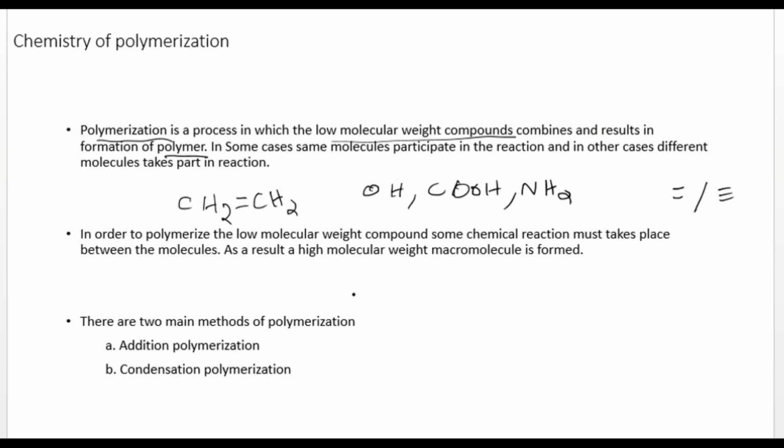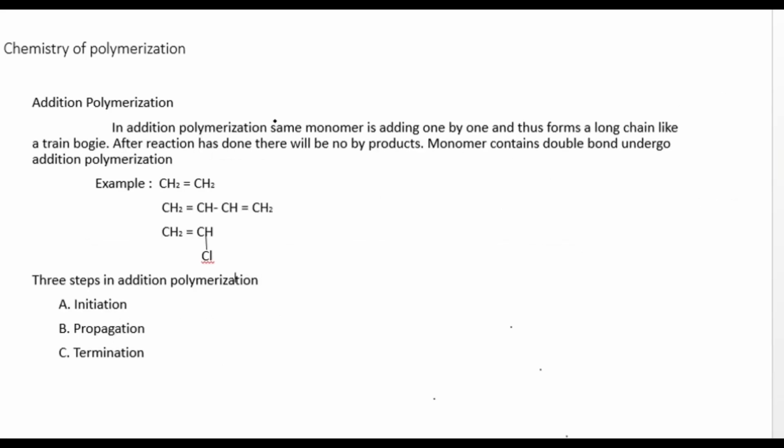So there are two main methods of polymerization. First is addition polymerization, second condensation polymerization. First we can discuss addition polymerization. So in addition polymerization, polymers are formed by just adding monomers one by one and thus form a longer chain like a train bogie. And after the reaction, no byproducts will form.